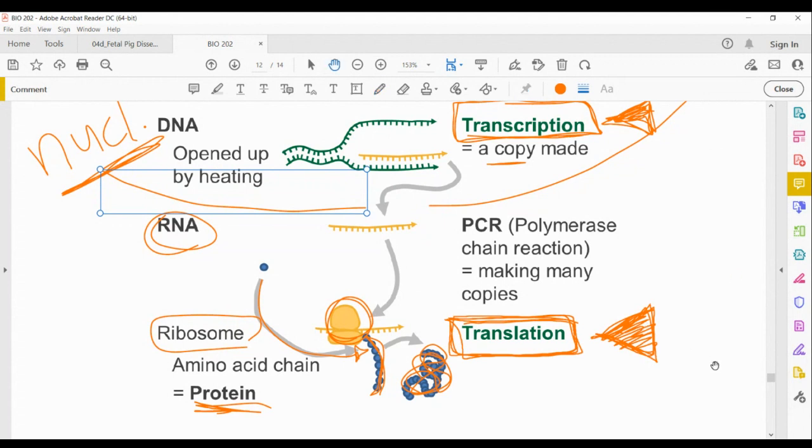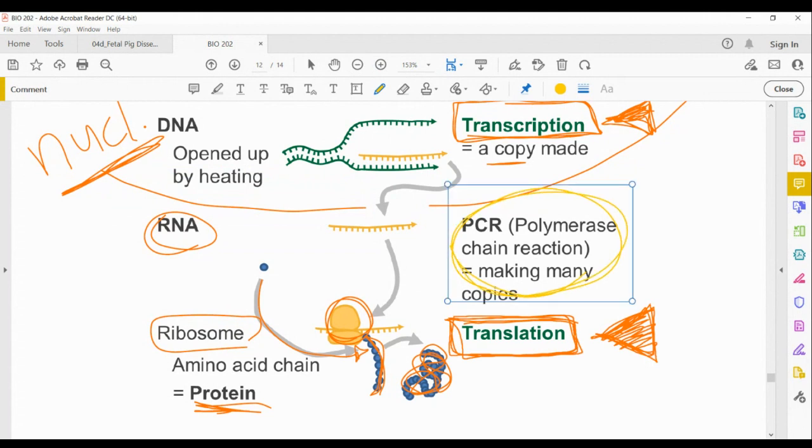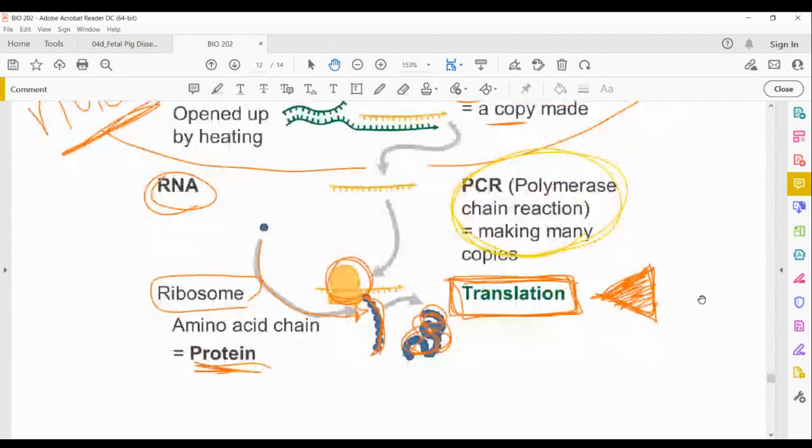And just as a briefing of what we'll discuss in a little bit, I'm going to mention PCR, polymerase chain reaction. That's a technique we use to make copies of a particular part of the DNA strand.